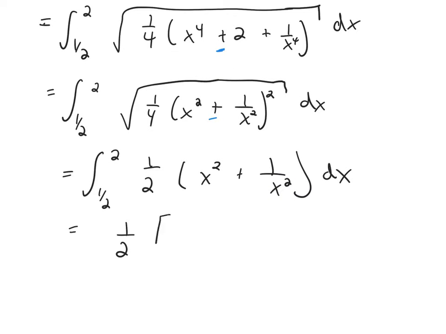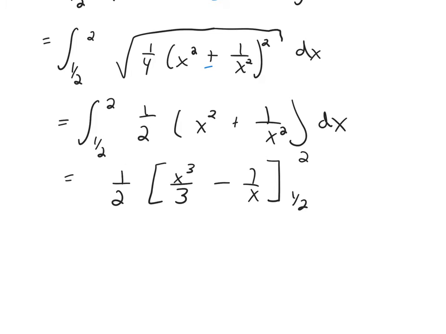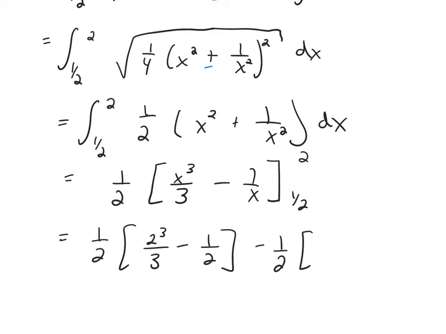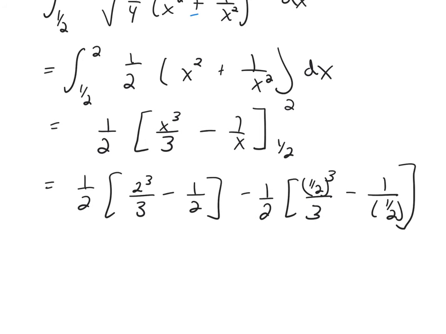Use your reverse power rule to get the integral. And now you'll have 1/2 times (2 cubed over 3 minus 1/2), minus 1/2 times ((1/2) cubed over 3 minus 1 over 1/2). But you can leave your answer like that, but if you want to simplify it, you should get 33/16 for the arc length.